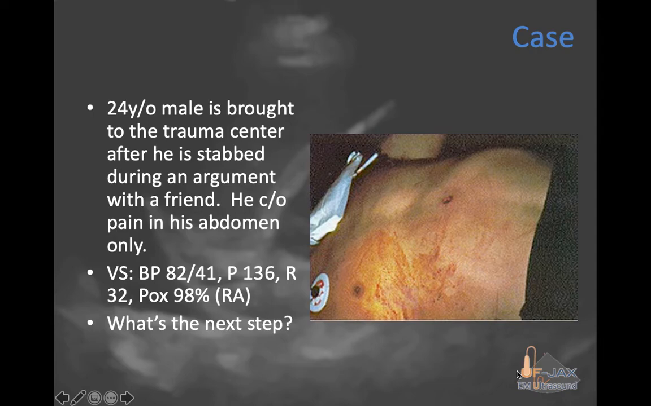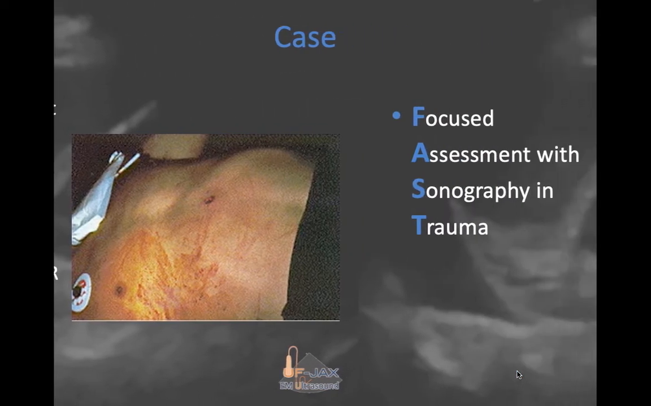Let's start our discussion off today with a case. We have a 24-year-old guy who's brought into the trauma center after he was stabbed during an argument with his quote-unquote friend. He complains of pain in his belly only. He's hypotensive, tachycardic, tachypneic, and his room air sats are 98%. What is our next step?